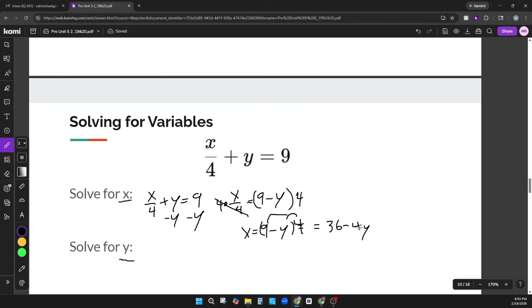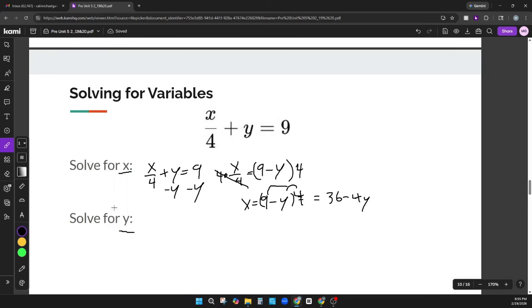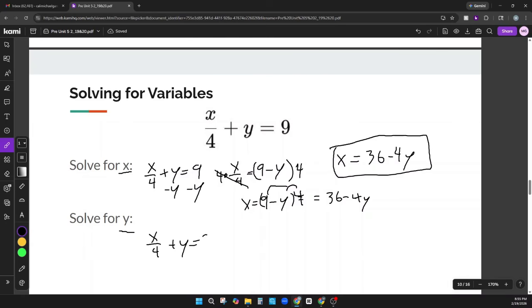And let's go ahead and solve for y now. So this was our x value: x is equal to 36 minus 4y. And when I'm solving for y, I have x over 4 plus y is equal to 9.